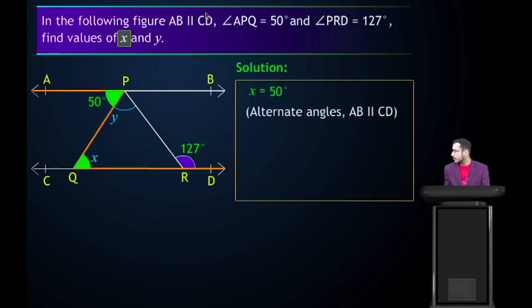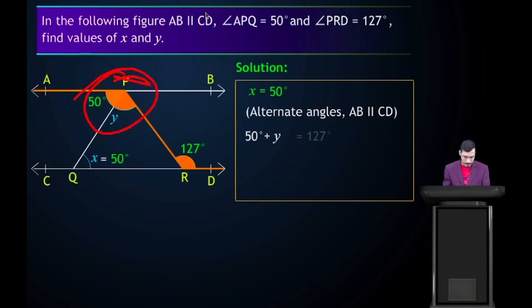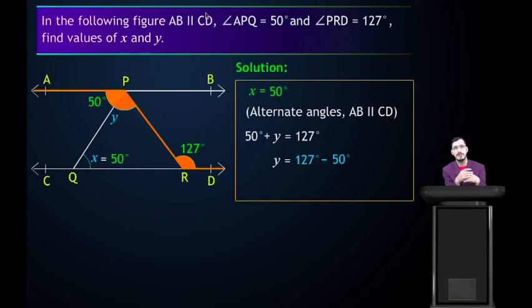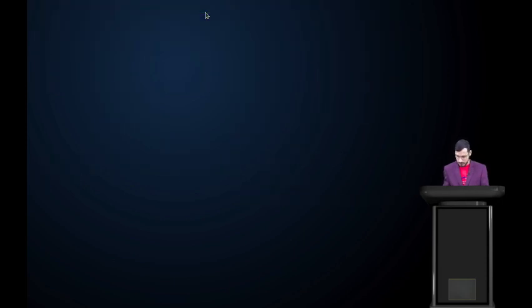That is alternate angles, AB parallel CD, then x equal to 50 degree, alternate angles. Now we find the value of y. Here 127 is equal to 50 plus y, another linear pair. So y equal to 127 minus 50. What will we get here? Y equal to 77. Okay, so that is our answer.